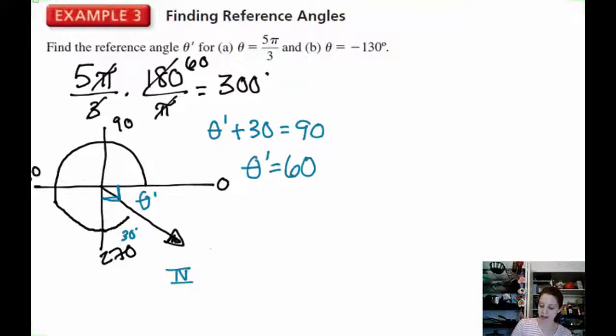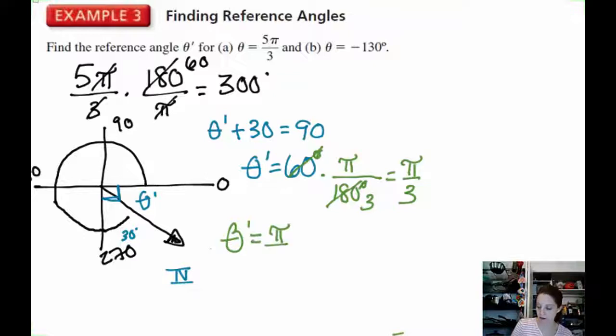So my reference angle is 60 degrees, but because theta was given to me in radians, I should convert this to radians. So I'll multiply 60 degrees times pi over 180 degrees. Make the degrees go away. Divide both by 60, I get 3. So pi over 3. Theta prime is pi over 3. That is the reference angle.